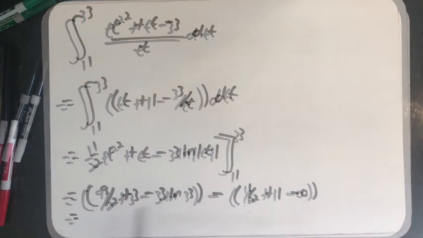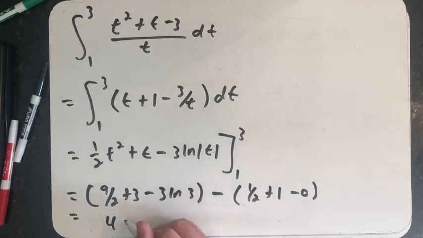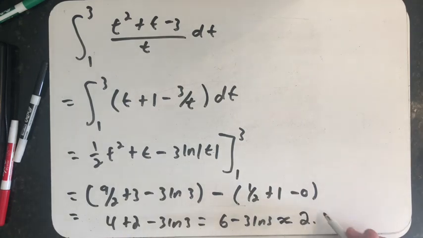All right, well, now I just need to write down the simplest answer I can. 9 over 2 minus 1/2 would be 8 over 2, which is 4. 3 minus 1 would give me 2. And I still have that minus 3 times the natural log of 3, which is 6 minus 3 times the natural log of 3. And that's the exact value of my definite integral. But if I wanted to approximate it to one decimal place, I would find it to be about 2.7.